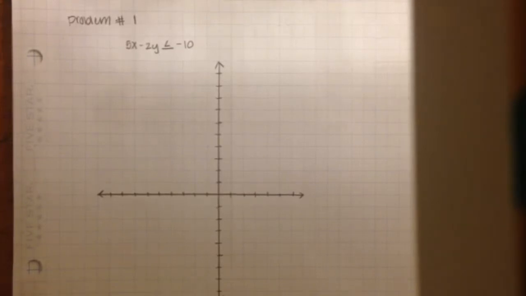You should graph absolute values the same way you graph linear equations. The line will be dotted if the inequality symbol is less than or greater than. If the inequality symbol is greater than or equal to, or less than or equal to, the line should be solid. You can also write inequalities from the graph. First, you would find the slope-intercept form for the linear equation.